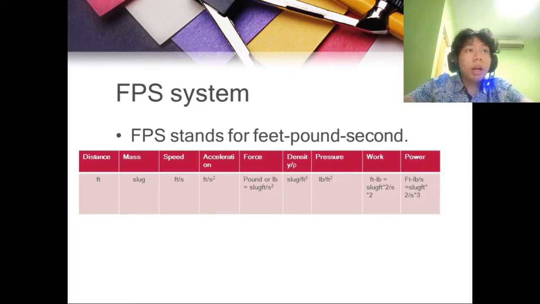Distance, we use feet, mass we use slug, speed is feet per second, acceleration feet per second squared, force is pound or lb, which is equal to slug feet per second squared, density slug per feet cube. In pressure, we use pound per feet squared. Work, we use foot pound or slug feet squared per second squared. In power, it is foot pound per second, which is equal to slug feet squared per second cube.